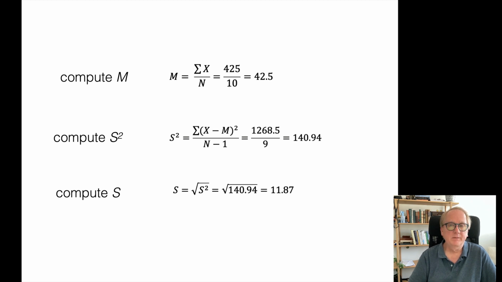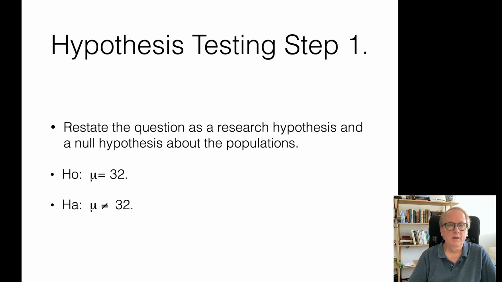So those numbers I worked out first, and now I can begin my hypothesis testing. Step 1 is to restate the question as a research hypothesis and a null hypothesis about the populations. If my students are just like those year 12 students, that means their mean is 32, right? So the null hypothesis is that mu is equal to 32. My alternative hypothesis for now will go in either direction. I just want to know that they're different. So I'm going to say their mu is not equal to 32. There's my statements of my population parameters.